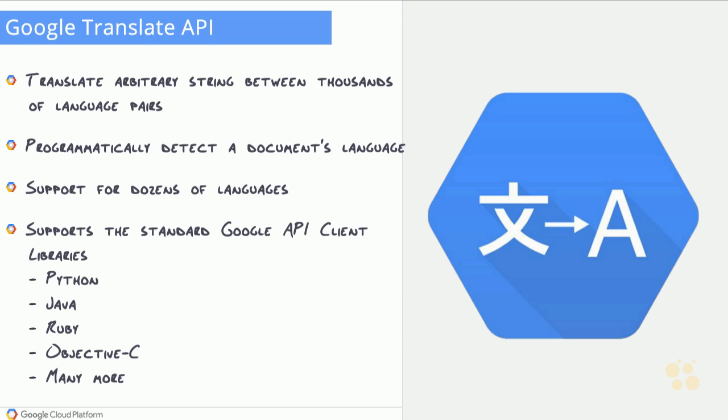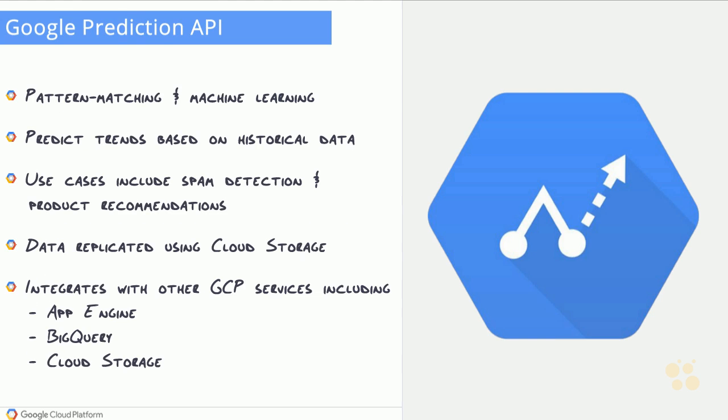We can programmatically detect a string or a document's language, and it's really easy to work with. Another really neat API is the Prediction API. This is where we can predict trends based on historical data. And the popular use cases are usually spam detection and product recommendations, but there's other ones like customer sentiment analysis.